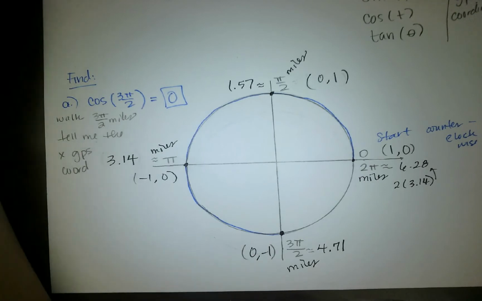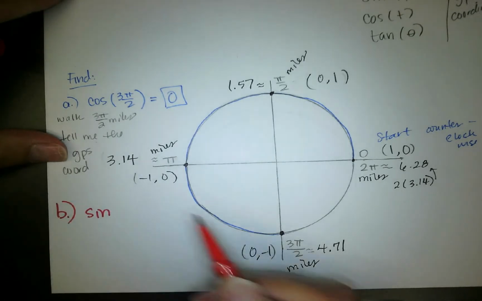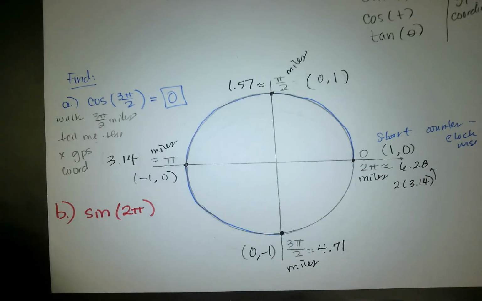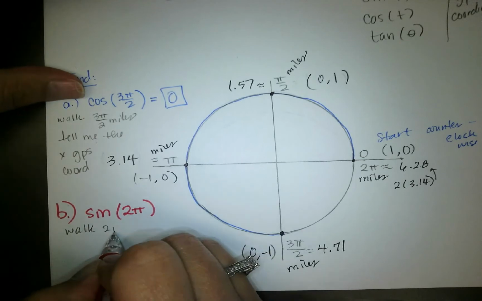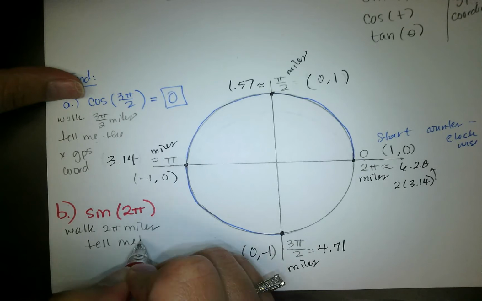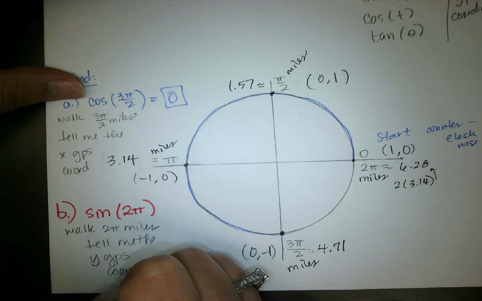Alright, if I did B, sine of 2 pi. That means I want to walk 2 pi miles and tell me the y GPS coordinate at that point.